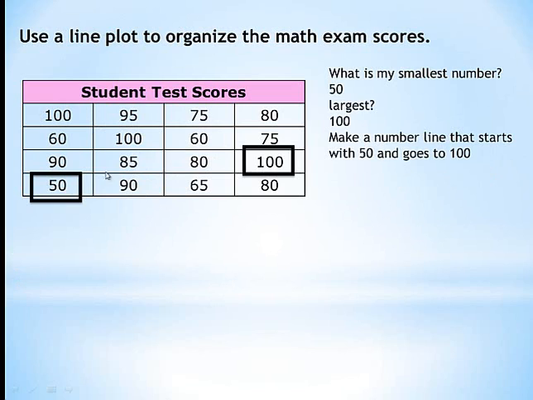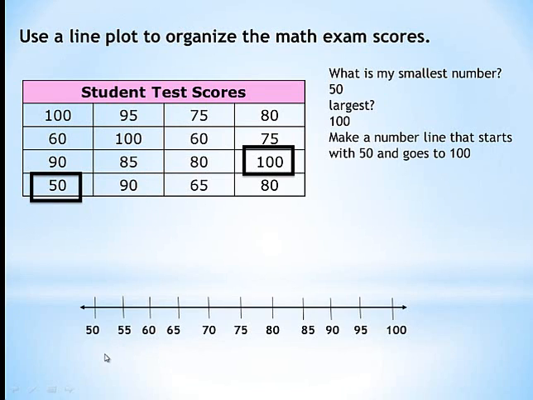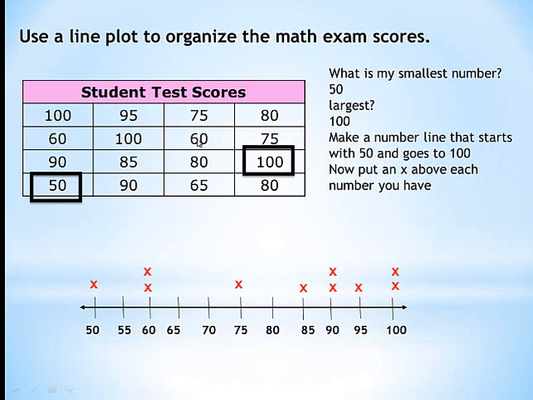Since these up here go by 5s, I'm going to let my number line go by 5s. And so there's my number line. To make my line plot, all I have to do is put an X above each number that appears. So for the 100, there's my X. Then one above the 60, then 90, then 50. See how I'm doing this? 95, 100, 85, 90, 75, 60, 80, 65, 80, 75, 100, and 80. And there I'm done. That's my line plot.